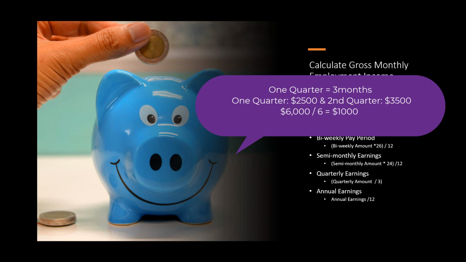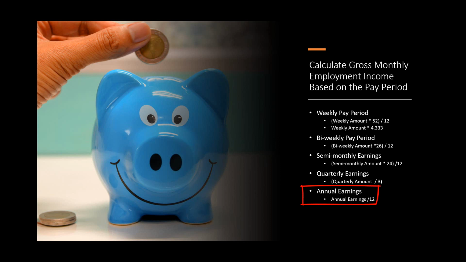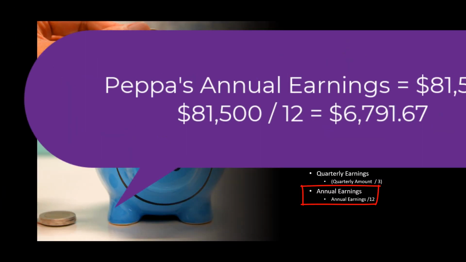Correct, you would have 9 months and you would divide the 3 quarters of earnings by 9 to arrive at monthly earnings. What if you only had annual earnings? How would you calculate monthly earnings? Just divide the annual earnings by the number of months in a year, 12, to arrive at the monthly earnings.